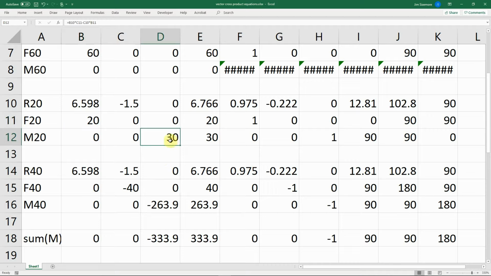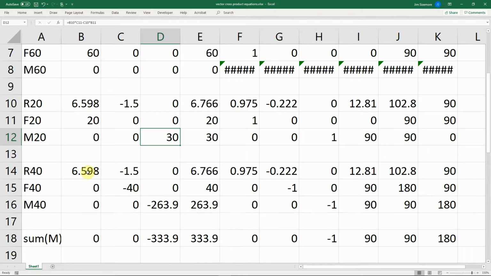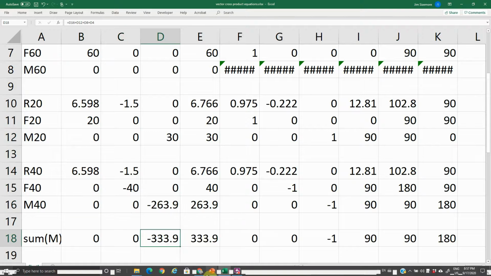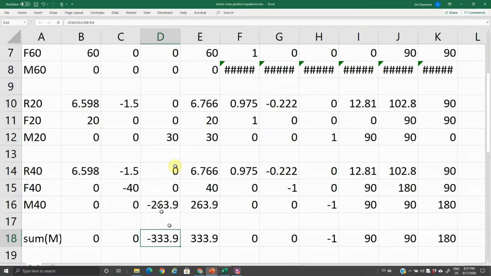And that's what you get when you run the formulas for the cross product. They're coming up a little later in the chapter. I'll show you those. Okay, so the distance is the same for both. R40 is in the negative 40 newtons, negative y direction, and the formula runs through this. So we get negative 333.9. They rounded it to negative 334. Okay, that's it. Let me show you the formulas in this Excel spreadsheet.